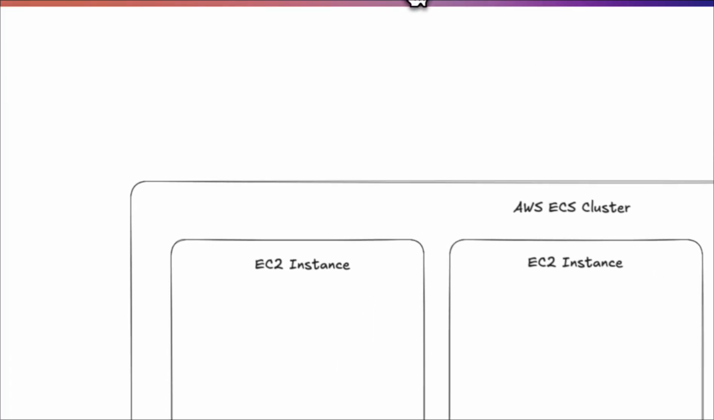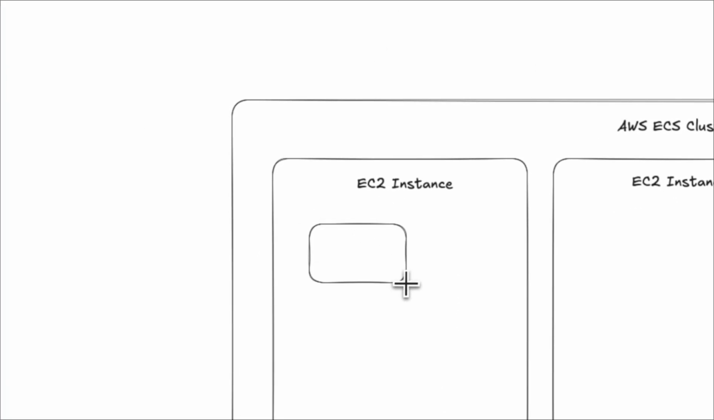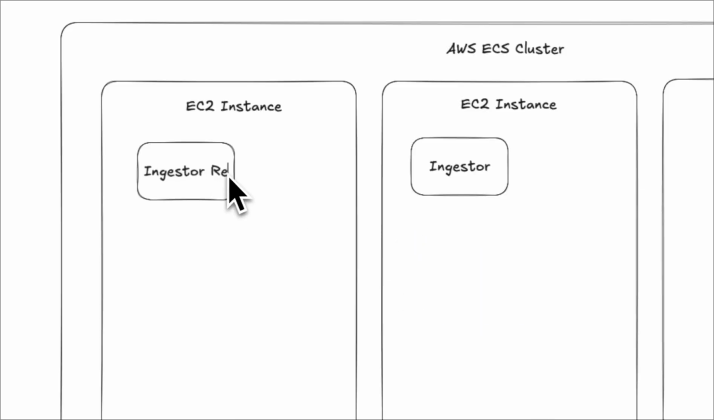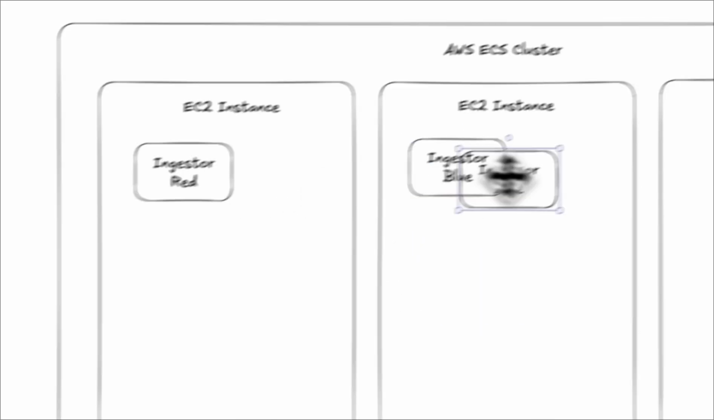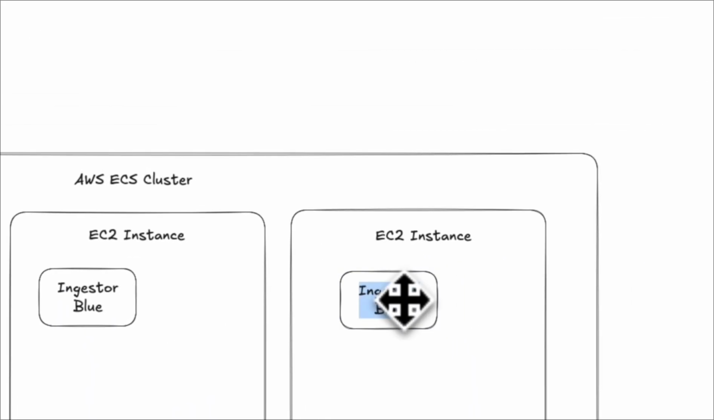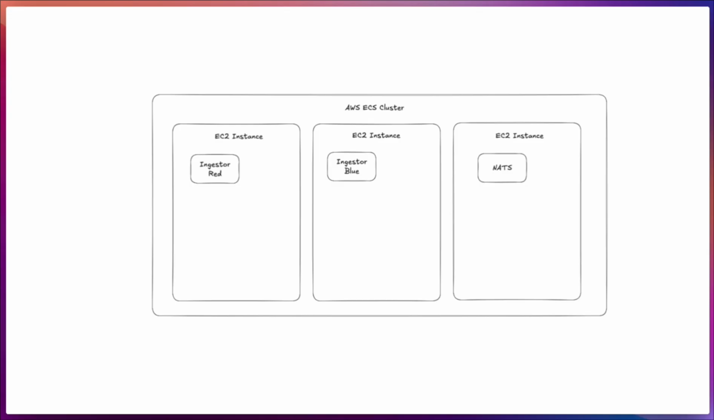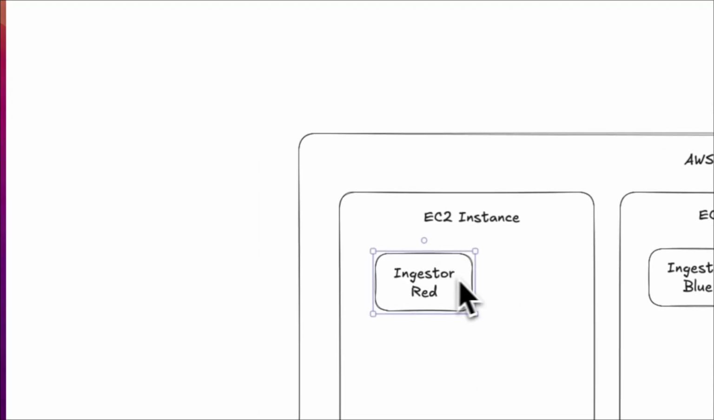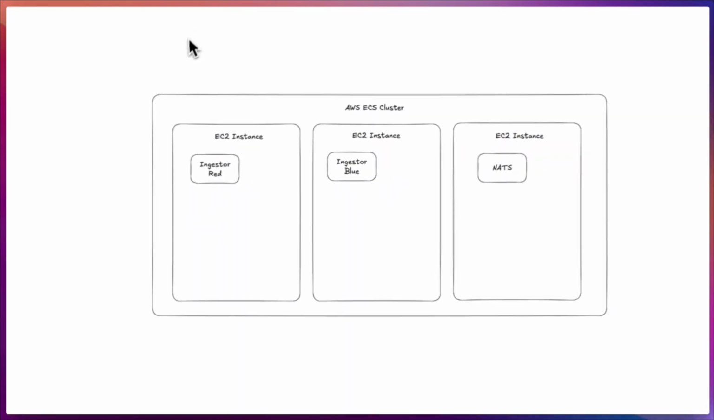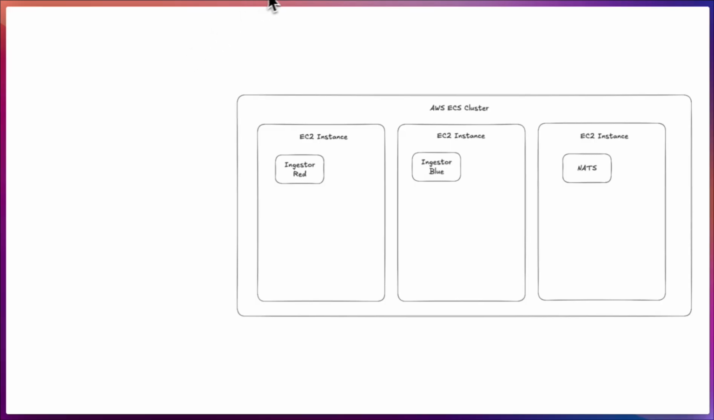So we have one service, let's call it ingester. This service is running in an EC2 instance. It has two replicas, red and blue. Let's say in another instance we have NATS, and NATS is our queue broker, event streaming, whatever. So we deployed them, and the only limitation is that this ingester works with some specific type of client, and this client is, let's call it, an old school client, so it uses UDP streams.